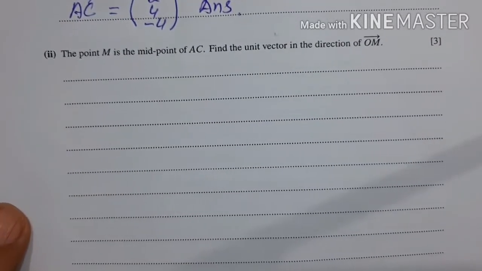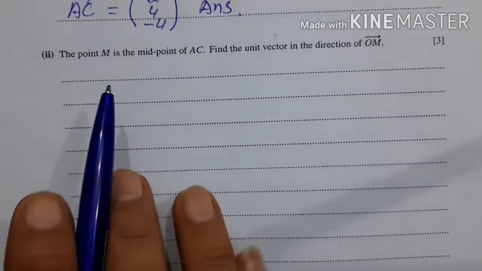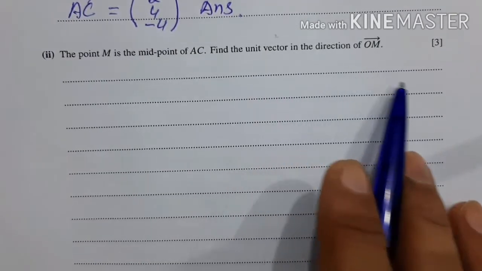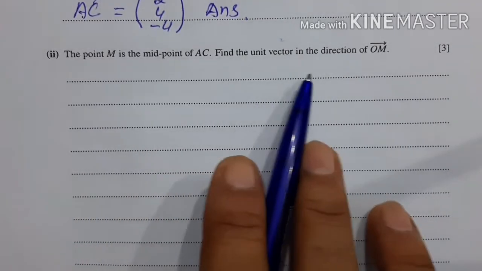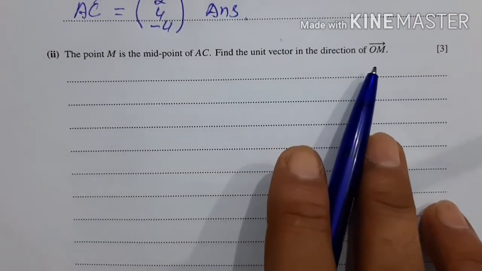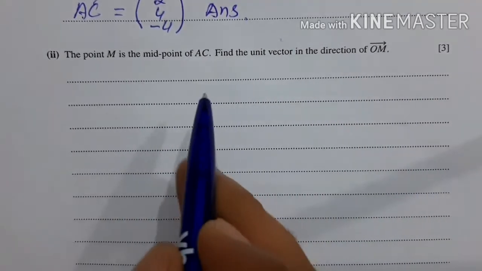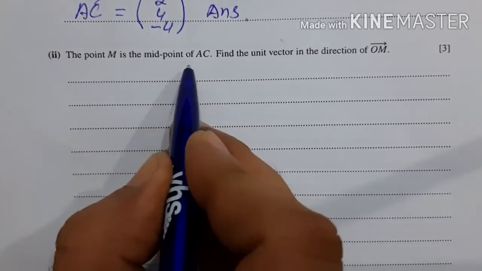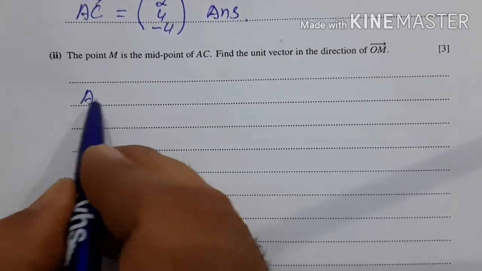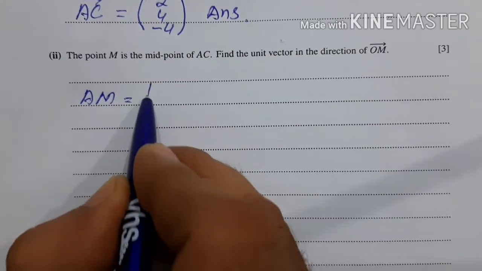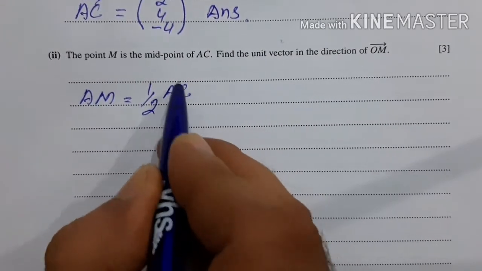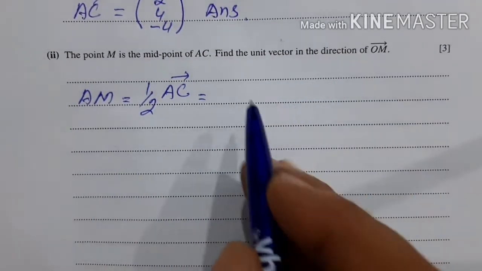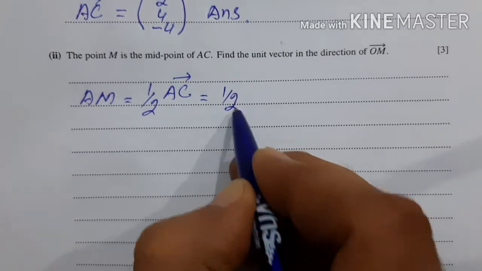Okay. Part 2. Point M is the midpoint of AC. Find the unit vector in the direction of OM. So for the unit vector in the direction of OM, we need to find OM first. For that, we need AM, because M is the midpoint of AC. So AM will be half of AC, which means M is in the middle of AC. So half of AC means 1 by 2.